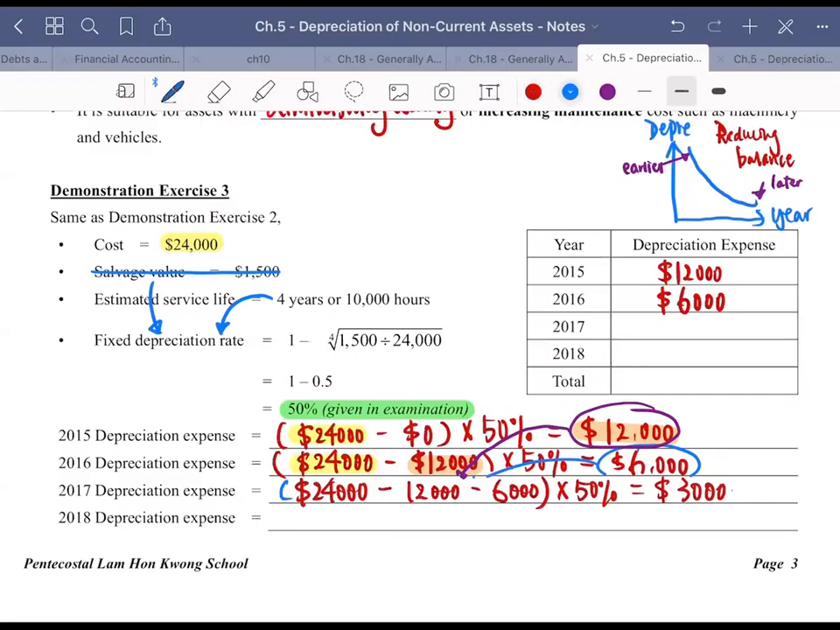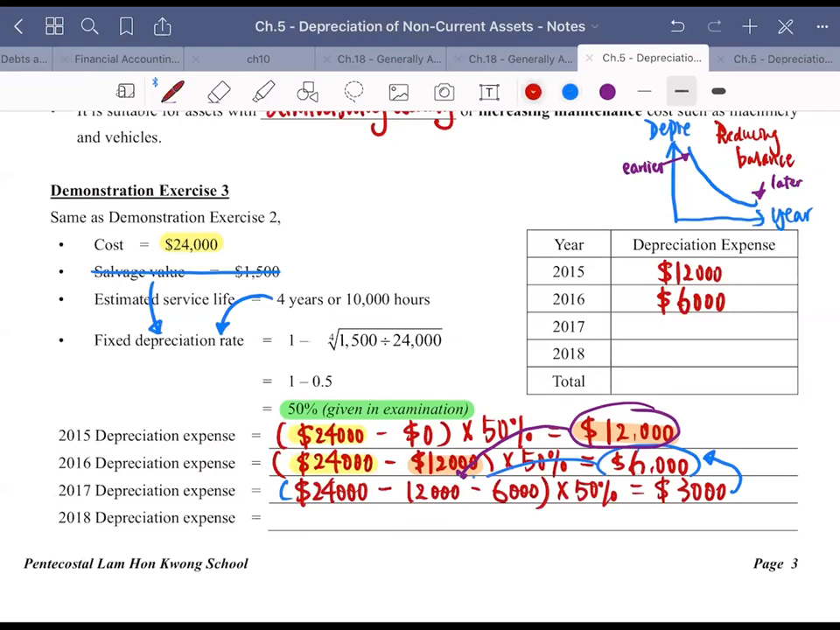If you get the amount of $9,000, actually you can think about why this would be higher than the previous year. We are saying that the productivity is diminishing, is decreasing. So each year's depreciation expense would be smaller than the previous one. If you get 9,000, it's even higher. So that's why you can know that you have made some mistakes in calculating the depreciation expense.